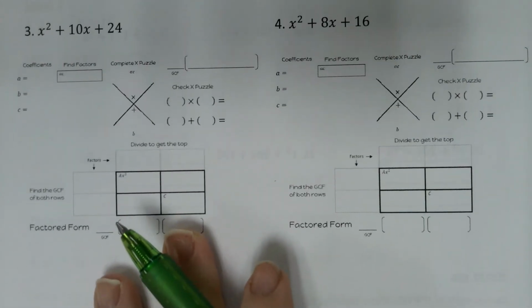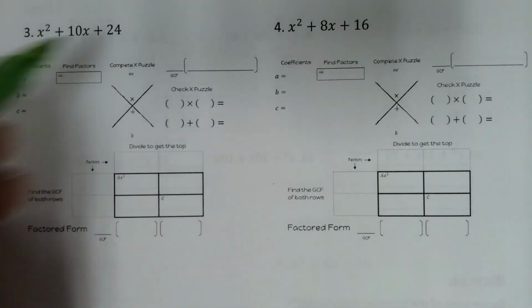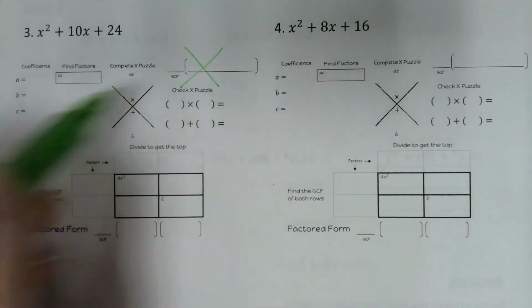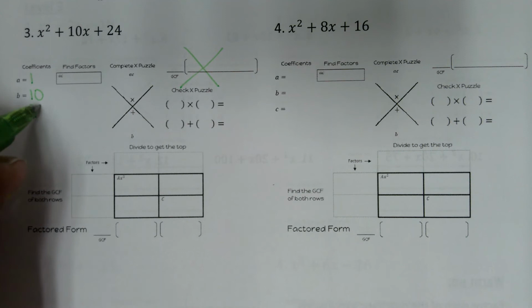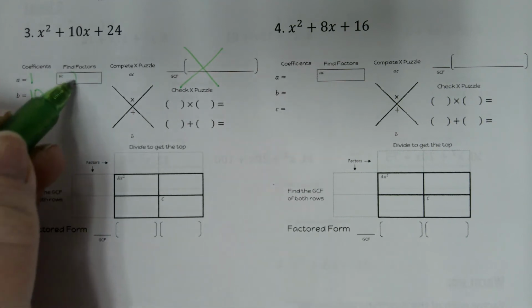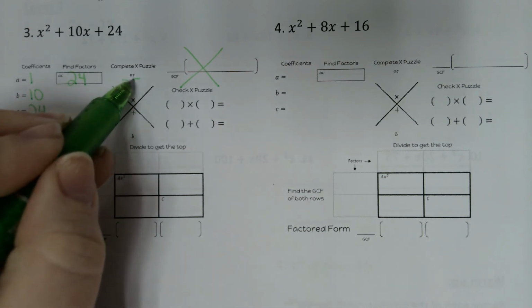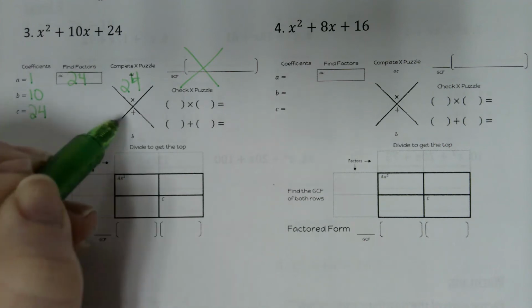Let's work out 2 more. Check to see if there's something that can come out of all 3 pieces, and there is not, so I do not need to include a GCF. Next, we'll indicate that A is 1, B is 10, and C is 24. A times C gives me 24. That means the top of our x is 24, and the bottom of our x will be our B value, 10.